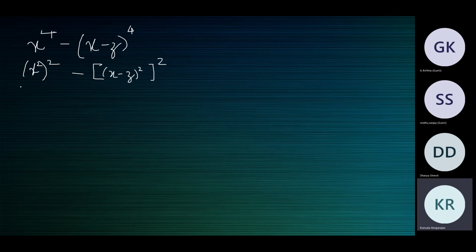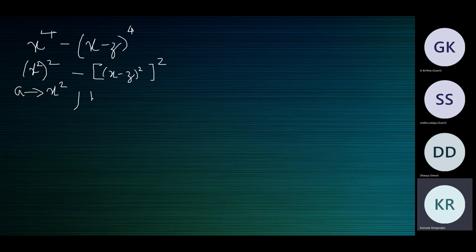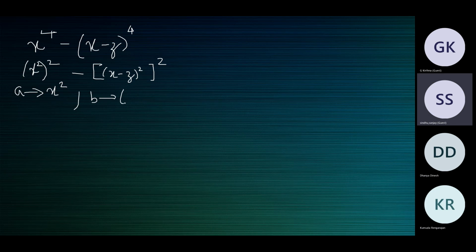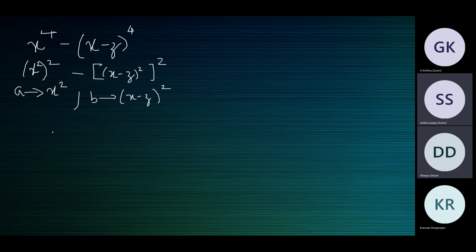Yes, ma'am. So what is a? X square, ma'am. And b? X minus z the whole square, ma'am. So how do we factorize? We have shown that it's of the form a square minus b square. So what are the factors? X square minus x minus z the whole square into x square plus x minus z the whole square, ma'am.